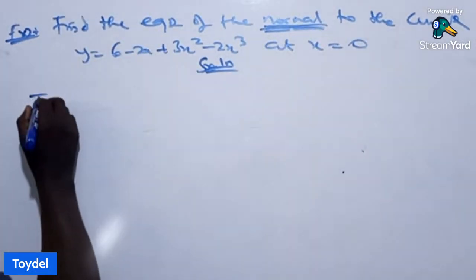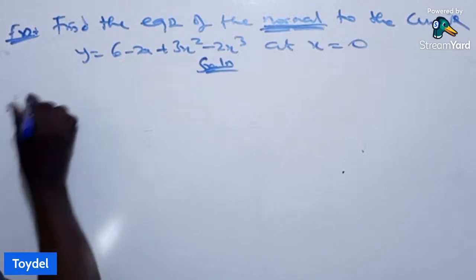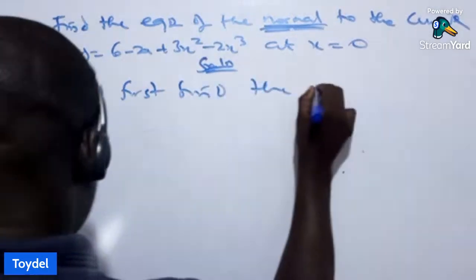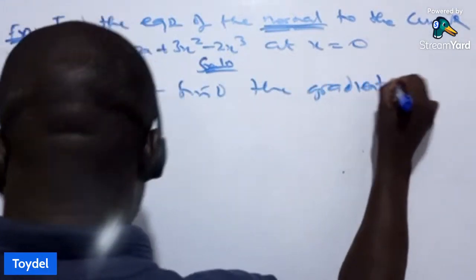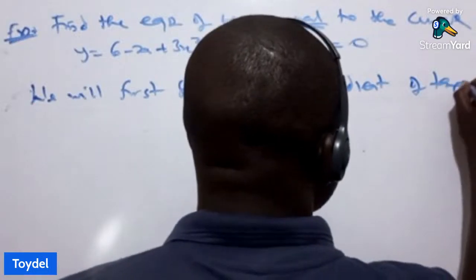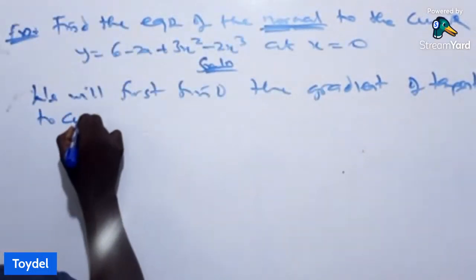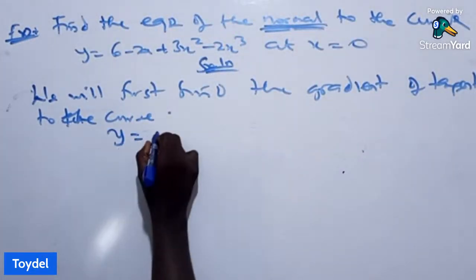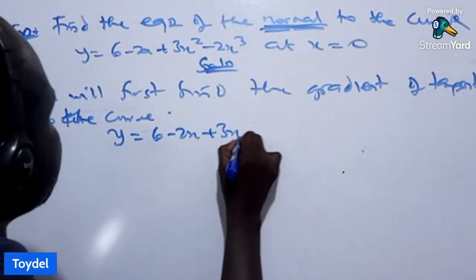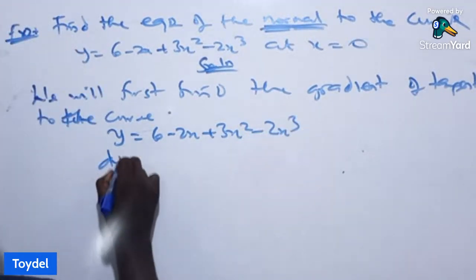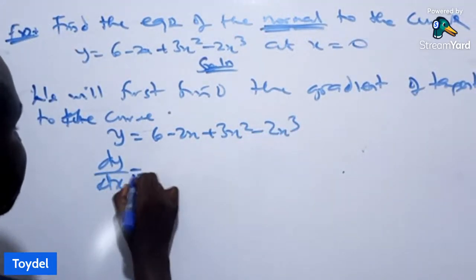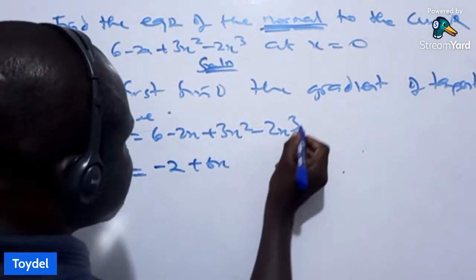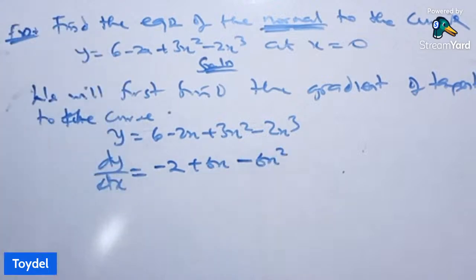So we first find the gradient of tangent to the curve. That's the first thing to do. We know y is equal to 6 minus 2x plus 3x squared minus 2x cubed. So we go ahead and find dy/dx, the derivative. The differentiation of a constant is 0, so that cancels out. Then we have minus 2 plus 6x, then minus 6x squared. This is what we are going to get.